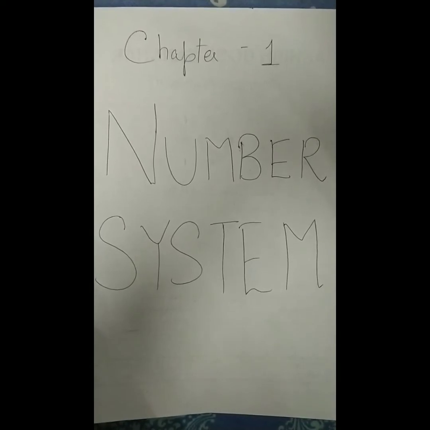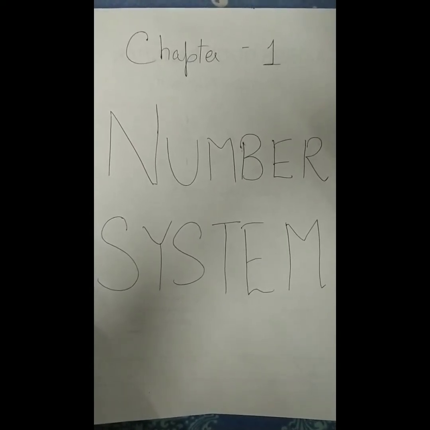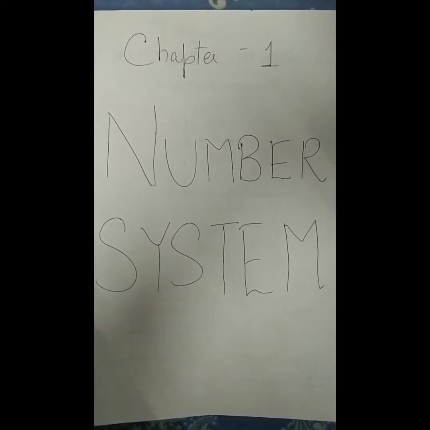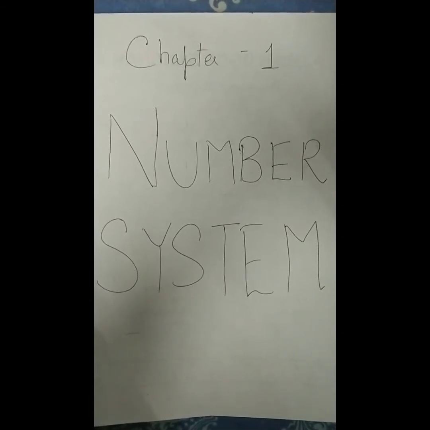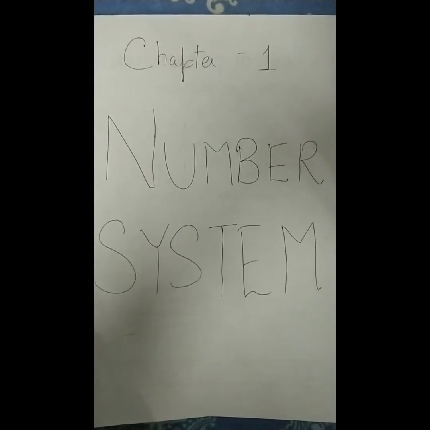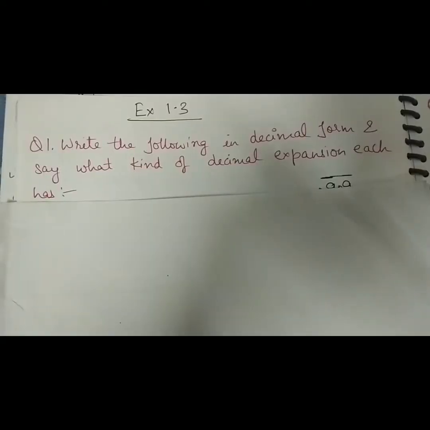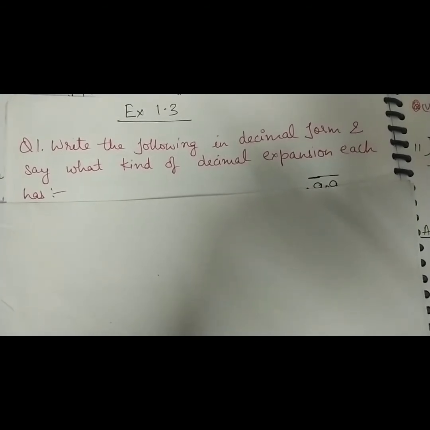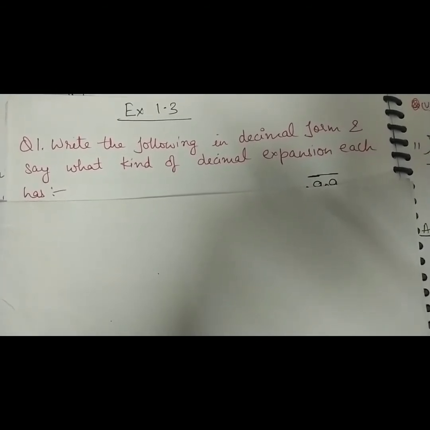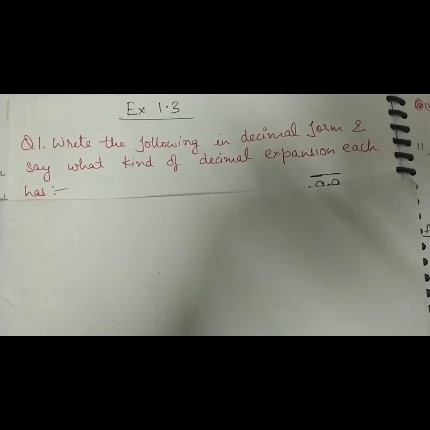Today we are going to solve exercise 1.3 so that you can easily check your answers. So let's get started with the exercise. Question 1 of this exercise says, write the following in decimal forms and say what kind of decimal expansion each has.